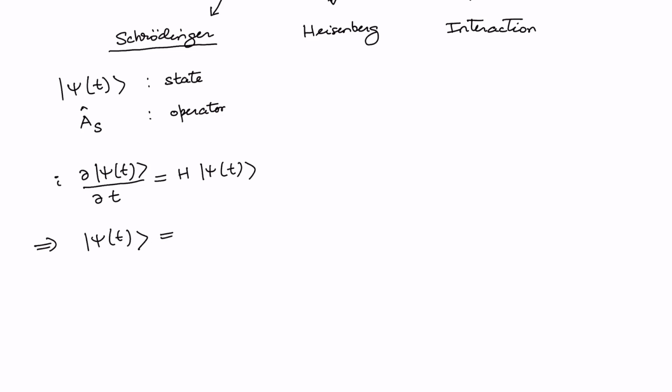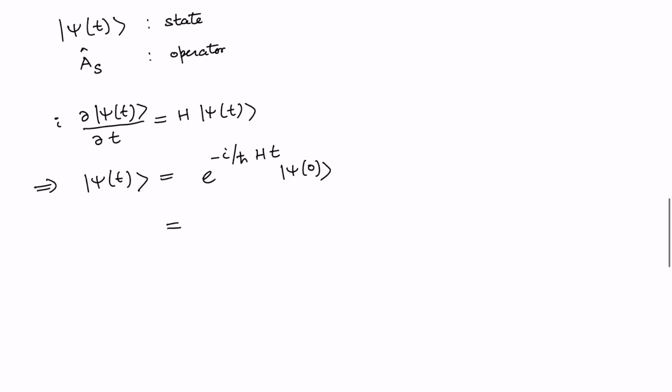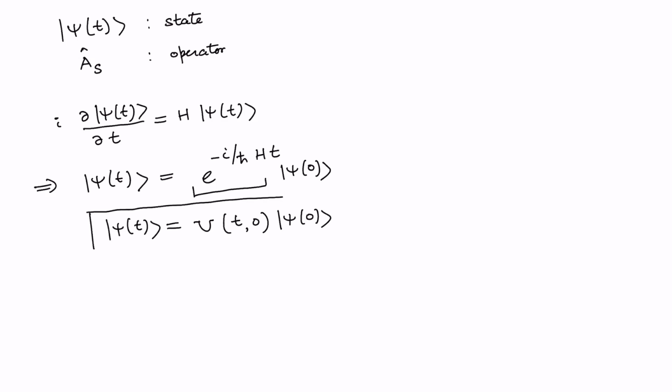I can write it in this form: psi of t is equal to e to the power minus i by h cross H t psi of 0. And this particular operator is the so-called evolution operator, and it is generally represented by the symbol U(t, 0), acting on psi of 0. Okay, so this is how a state vector evolves in time as per the Schrodinger representation.